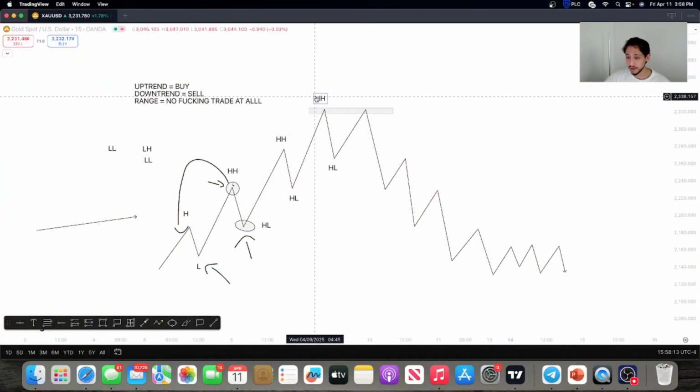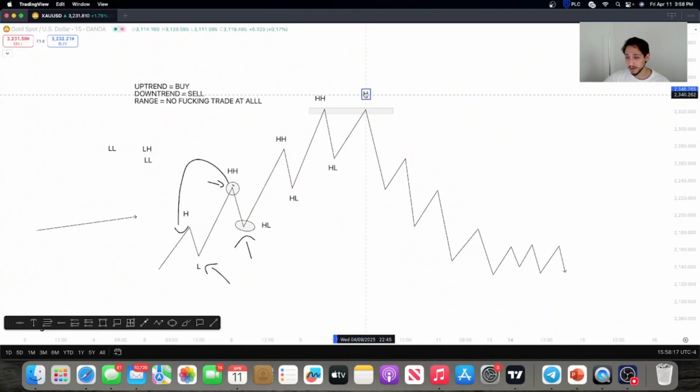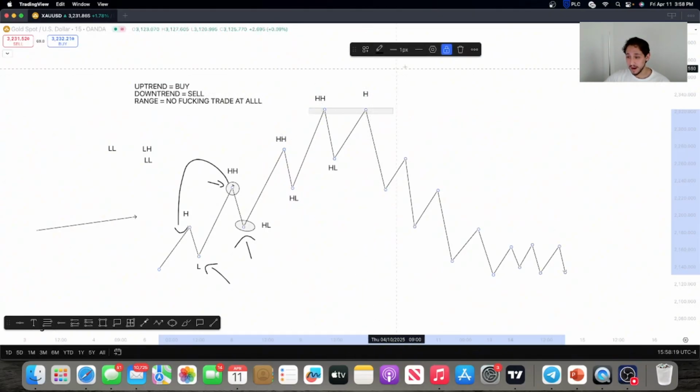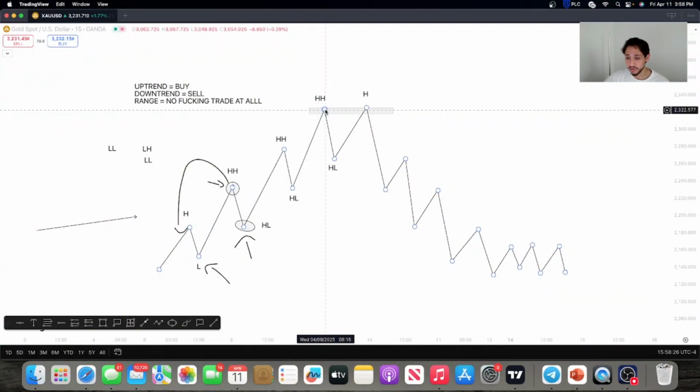Now, this over here is not going to be considered as a higher high. The reason why it's going to be considered as a high, again, is that it is an equal high. It's not higher than the previous high, and it's not lower than the previous high. You guys can see it's just a touch and a touch. So it's going to be considered as a high point.